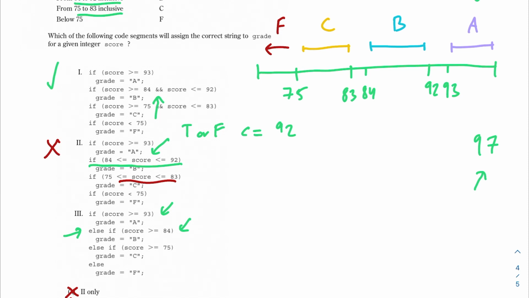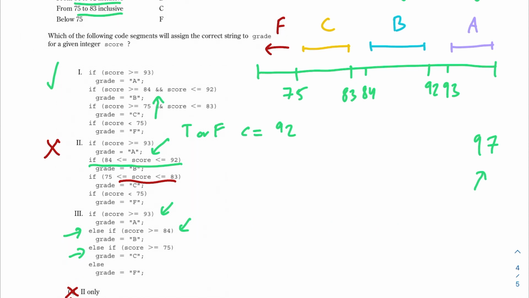So the only way we would get here is if we had a score that was less than 93 and also a score that was greater than or equal to 84. So that would be that B range. So that would work out for us. We're applying that same exact concept for the C grade. So you might say, oh, it's a problem. We're not checking the higher bound.